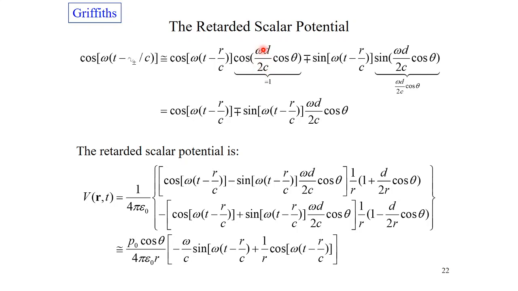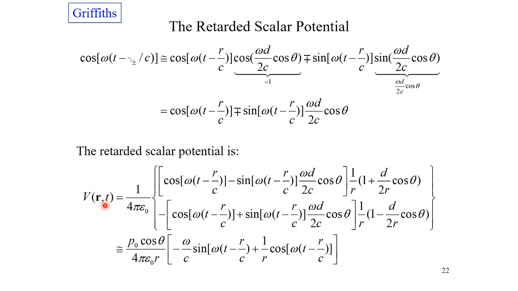This term will be very small, so you can consider this one equal to 1, and this one very small, so it equals this one. So we got this equation, which equals cosine of omega t minus r over c times 1, and minus plus sine of omega t minus r over c times omega d over 2c cosine theta. Okay? So the retarded scalar potential is here.